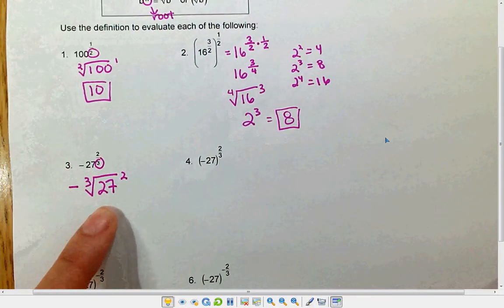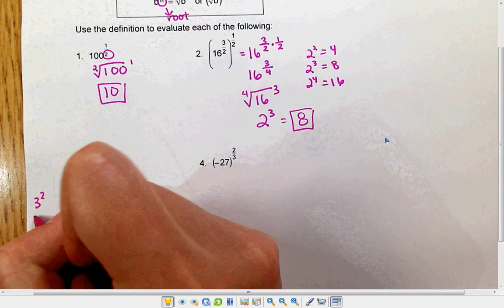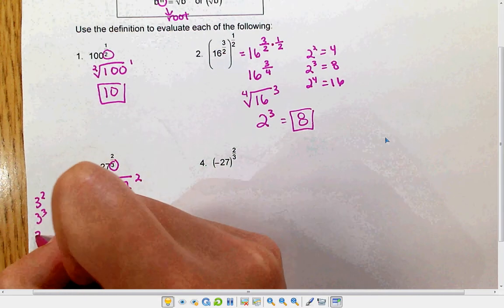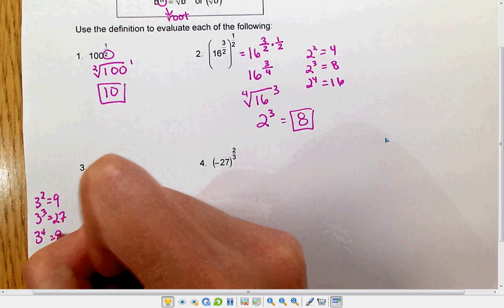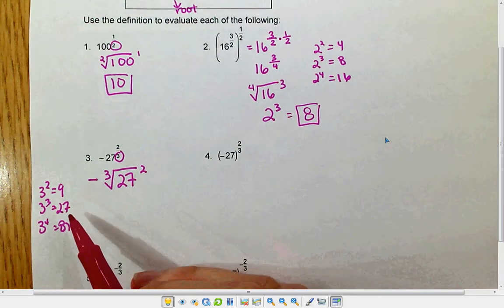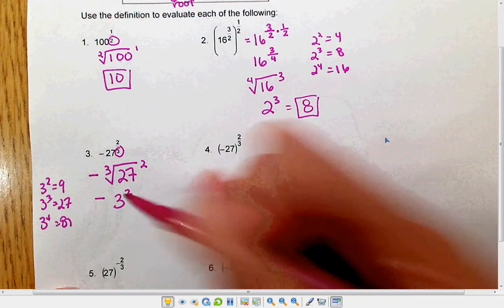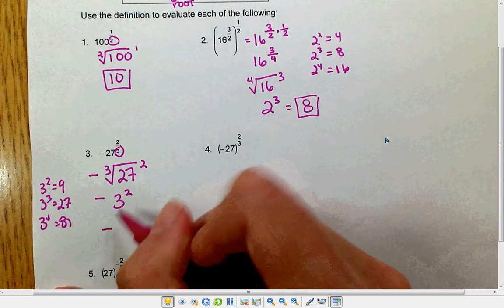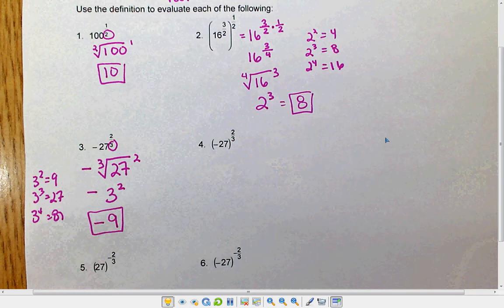So again, we're looking for what to the 3rd power is going to give me 27. You might already be able to guess. If you look at your chart again, we know that 3 to the 3rd power gives you 27. So we can rewrite this whole thing as 3. We still have the squared, and we know that 3 squared is equal to 9. And so number 3 is just negative 9.